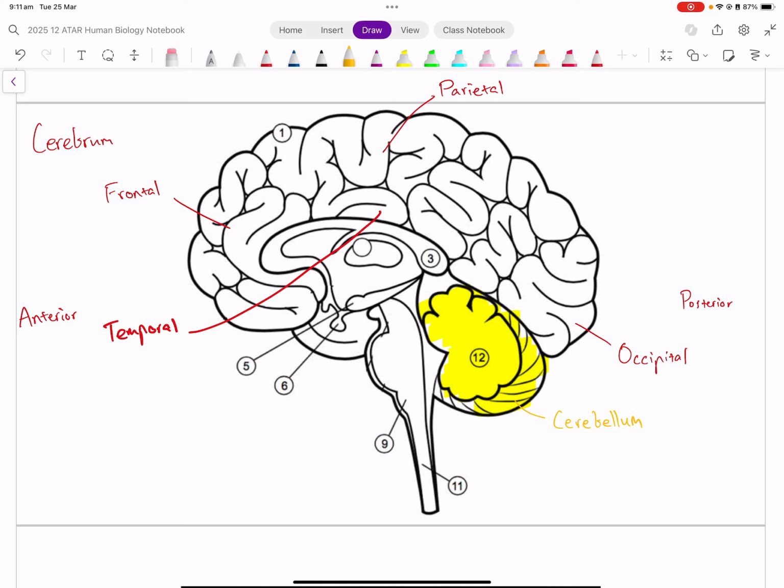After we've looked at the cerebellum, we're going to look at the structure just to the left of that. Now, this structure makes up the brainstem, okay? And the brainstem is made up of a number of different things. So the first part of the brainstem is this swelling here, and this swelling is what we call the pons, okay? Just below the pons, and as indicated by number 9, this structure is known as the medulla oblongata.